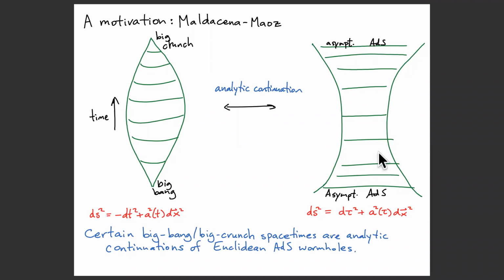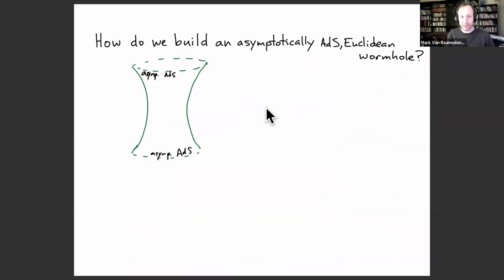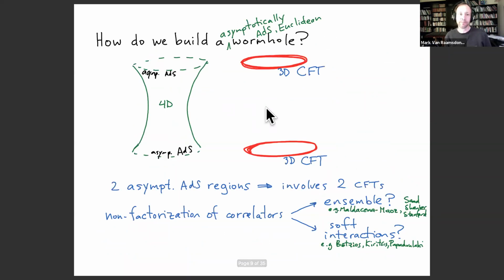Okay. And so they said, well, if we want to describe cosmology, maybe a good starting point would be to understand how to describe these asymptotically AdS Euclidean wormholes in AdS/CFT. So they asked this question: how do we build such a wormhole? And because these spacetimes have two asymptotically AdS regions, then it's natural to think that the field theory dual should involve two three-dimensional conformal field theories, holographic conformal field theories.